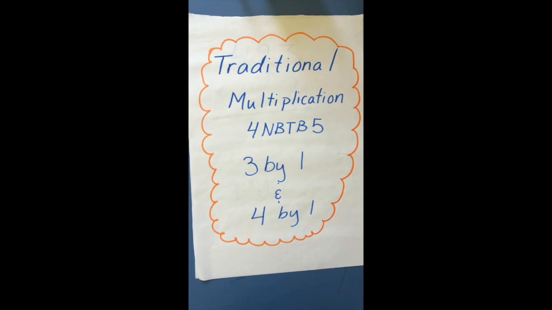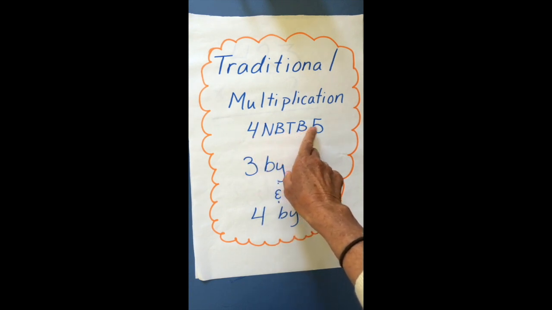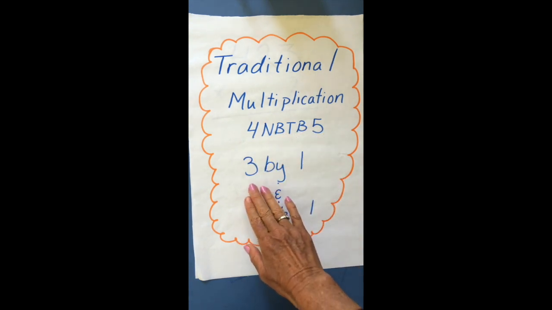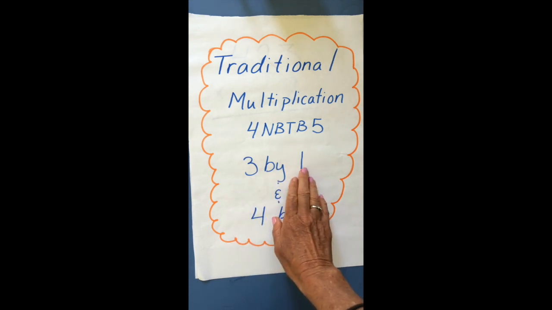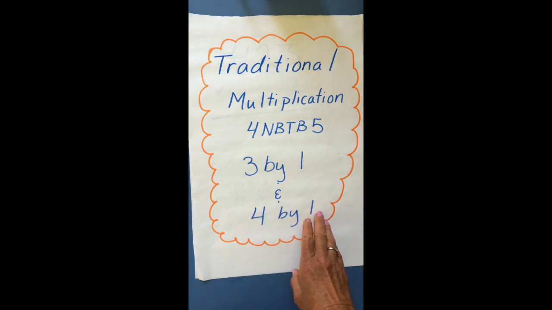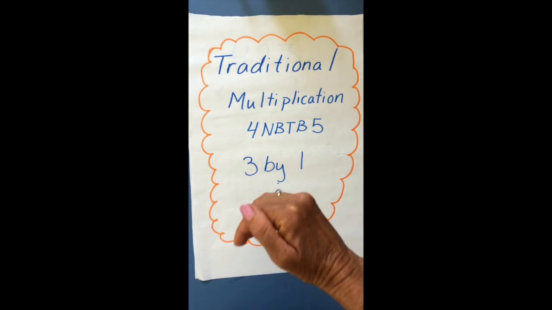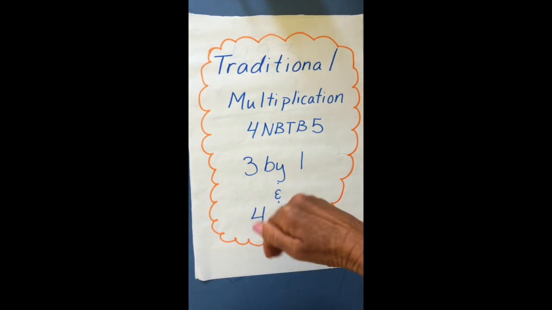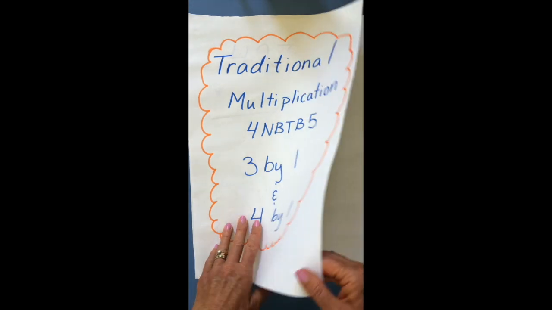Hi, this is a video that goes over traditional multiplication, which is standard for NBT.B.5. I'll be going over 3 by 1, so 3-digit numbers times a 1-digit number, and then I'll go over 4-digit numbers by a 1-digit. When I'm doing this, I'll try to start with an easier problem and then they progressively will get more difficult. Okay, so here's the first problem.